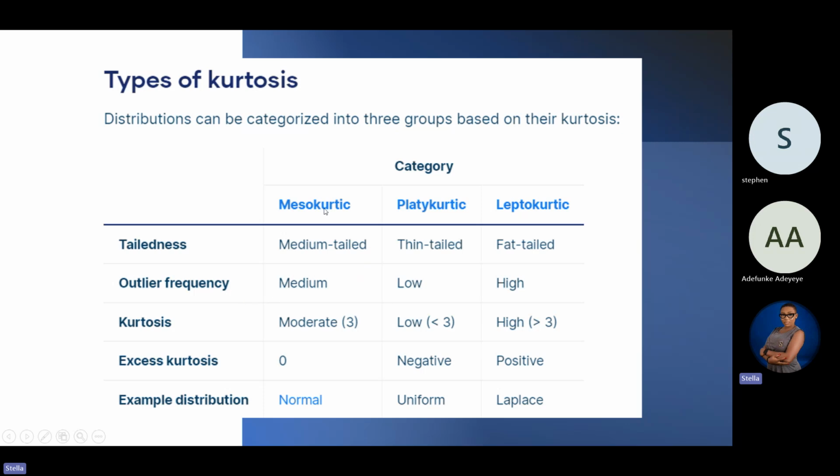Now, what is the outlier frequency? The outlier frequency for mesokurtic is medium. For platykurtic it is low, and that is why it has thin tails, like I've explained. But for leptokurtic, the outlier frequency is very, very high, and that is why it has very large or fat tails.